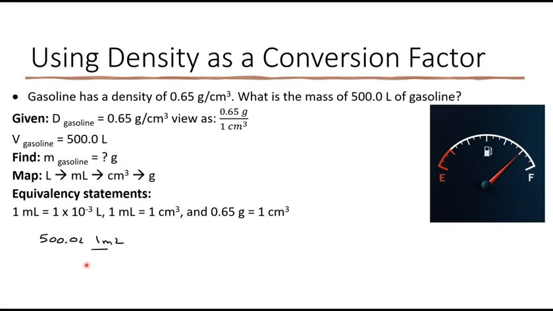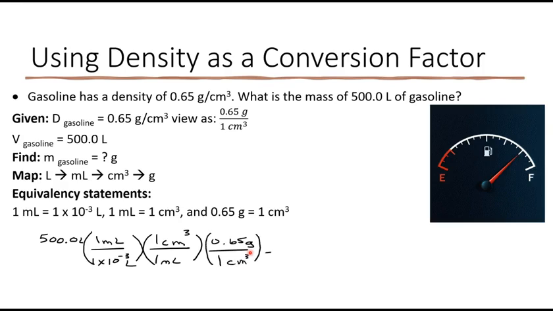If we start off with the 500.0 liters, the first conversion factor should have 1 times 10 to the negative 3 liters at the bottom and 1 ml on top. The second one should help us get from milliliters to cubic centimeter, 1 ml at the bottom, 1 cubic centimeter on top. And our last one should have density. We have cubic centimeter at the bottom and grams on top. That will allow us to then find our mass, once we plug this into our calculators, as 3.25 times 10 to the 5th grams. All the units we don't want should cancel out. The answer should have 2 sig figs as 3.3 times 10 to the 5th grams.